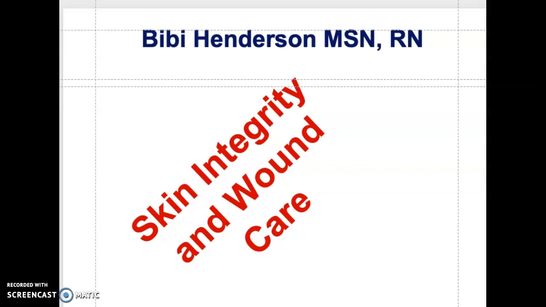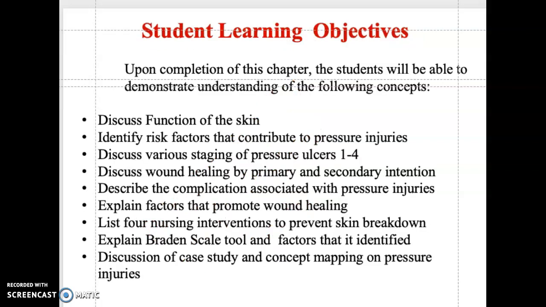Integrity and wound care. So let's look at some of the chapter learning objectives. Upon completion of this chapter, the student will be able to demonstrate the following concepts. Discuss function of the skin. Identify risk factors that contribute to pressure injuries. Discuss various staging of pressure ulcers.